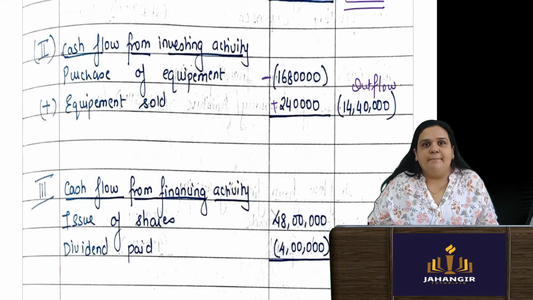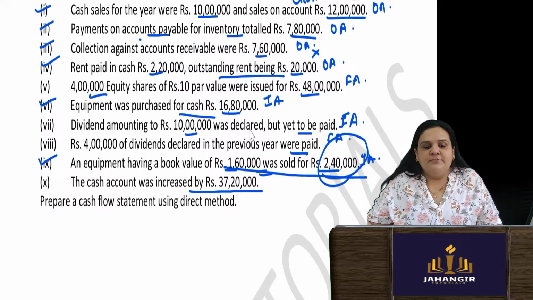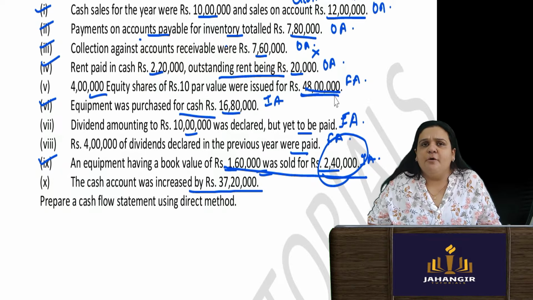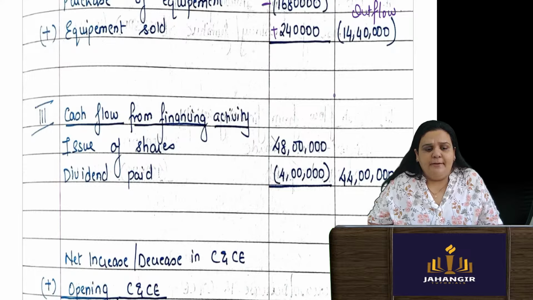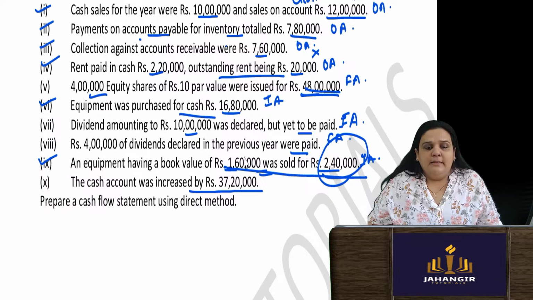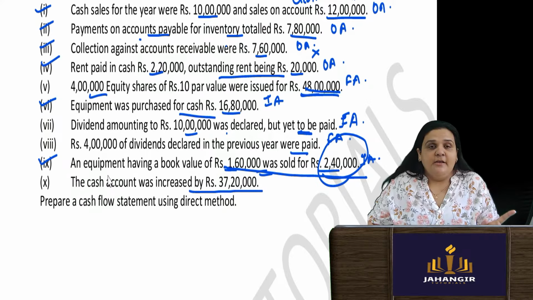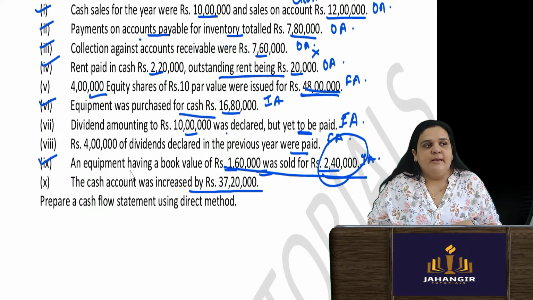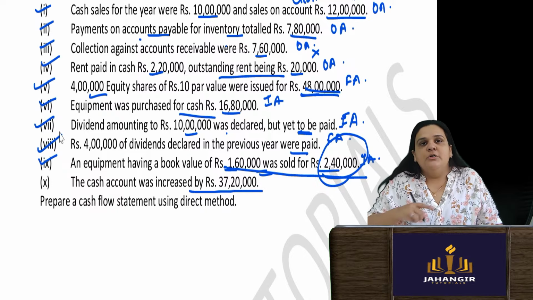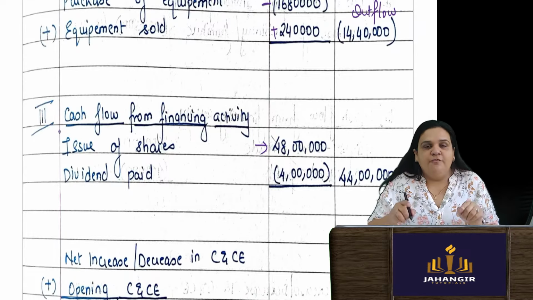We have raised capital, 4 lakh shares. Okay, but the share capital is 48 lakhs rupees. We must have raised it in form of premium. So my share capital, okay, issue of shares is 48 lakhs for cash. Then there was a dividend which I have declared but I have not paid. Though it is related to my financial activity, I have not yet paid. But dividend of previous year, which was 4 lakhs, I have paid now. So that is going to go in form of cash outflow.